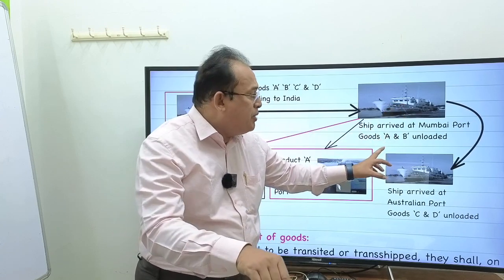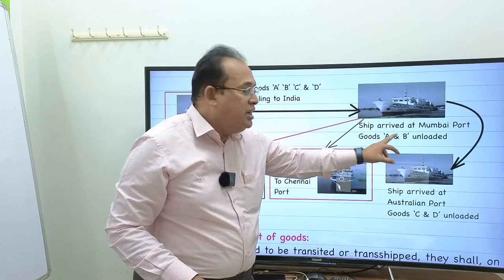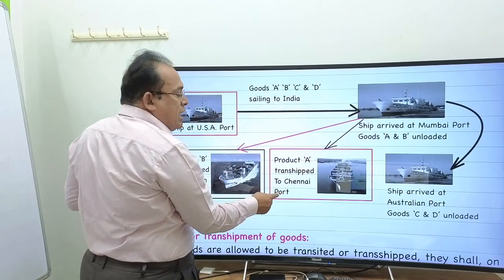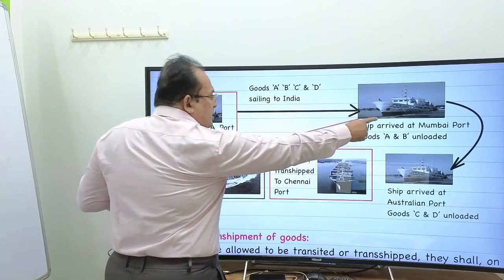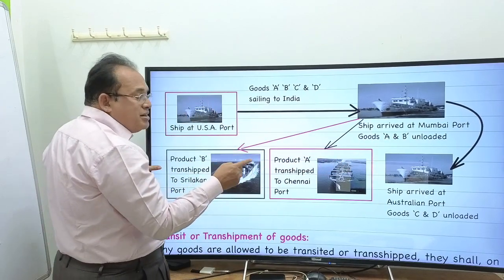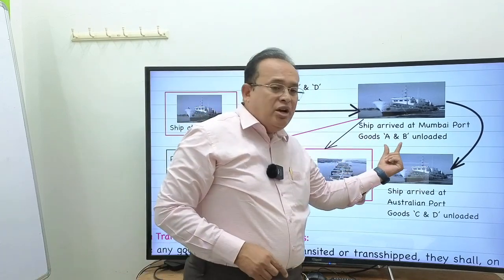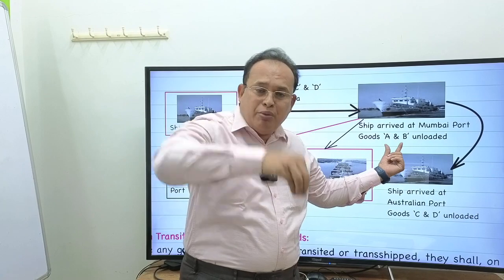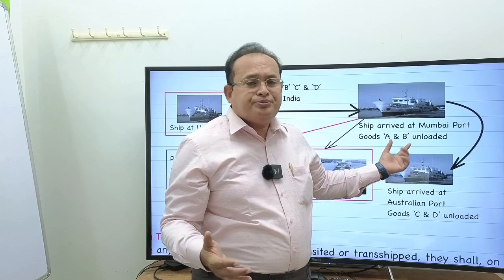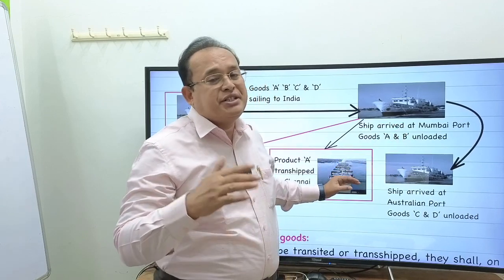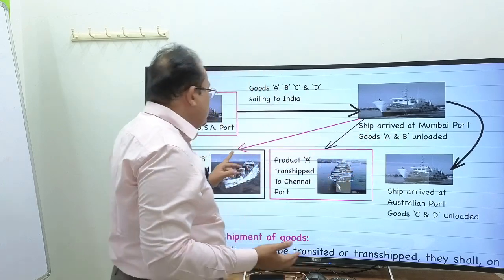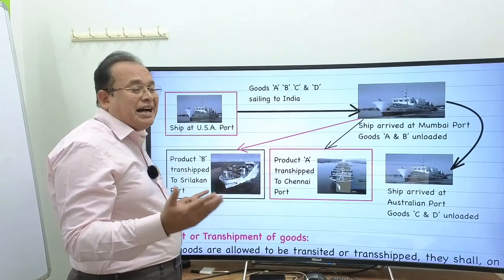Unloaded goods at Mumbai port are A and B. Out of A and B, A has been transshipped to Chennai port, its ultimate destination. Further, from Mumbai port, product B is transshipped to a Sri Lankan port, namely the ultimate destination in Sri Lanka. That means A and B, unloaded at Mumbai port, are further transshipped: product A to Chennai port, its ultimate destination, and product B to a Sri Lankan port outside India, its ultimate destination.